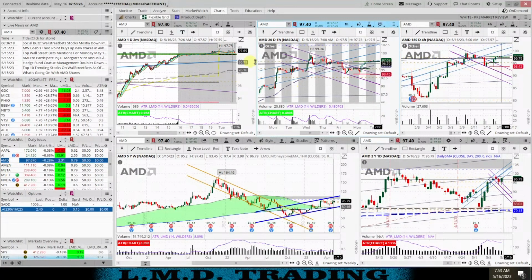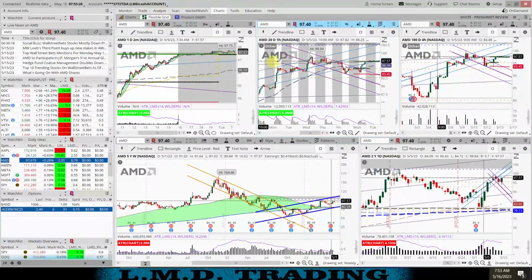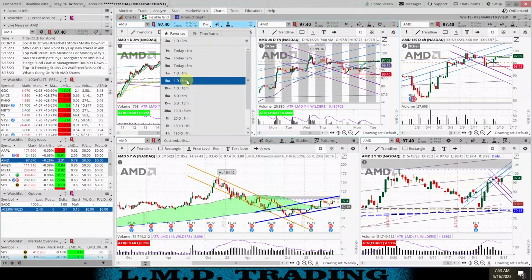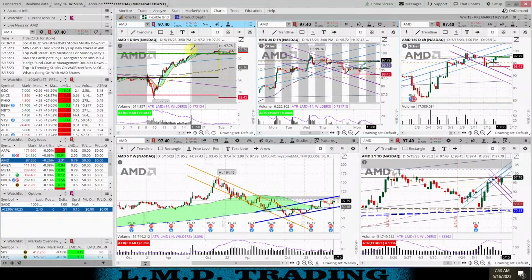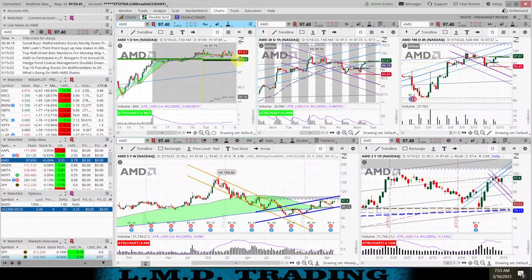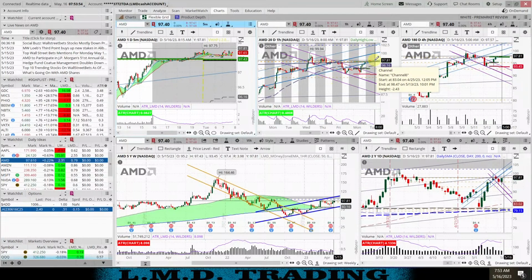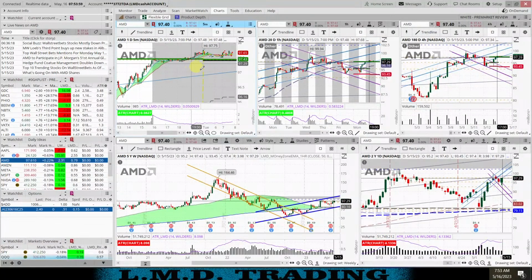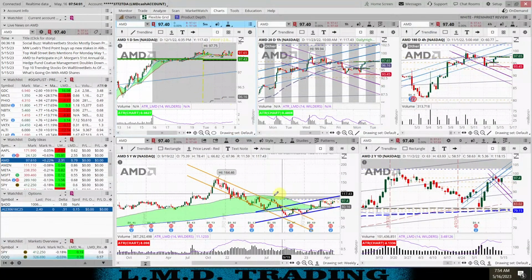AMD, nothing. You look over here at the 2-minute, absolutely nothing. And I am going to change this to a 5-minute just because it's pre-market, and that will give some fuller candles. But like I said, right now, nothing. And the first chart that I normally set my eyes on is the hourly. And then I'll go to the 4, over here to the intraday, and the weekly.